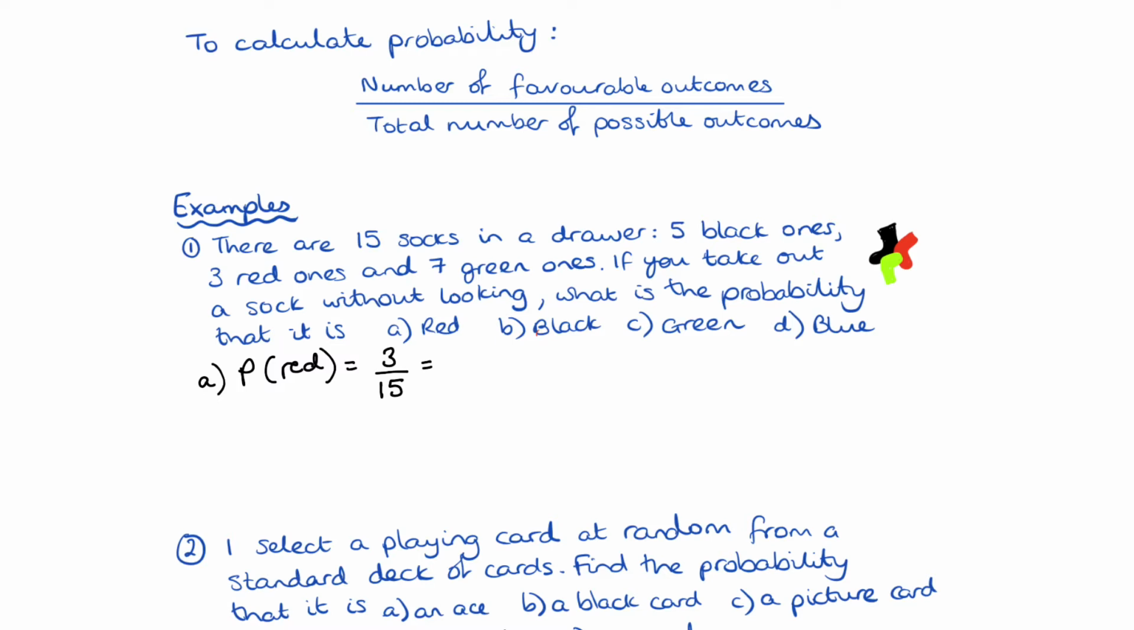Okay, so how many 3's are in 3? There is 1. How many 3's are in 15? There are 5. So 3/15 is equal to 1/5. But you don't need to put that if you've not done simplifying fractions yet.